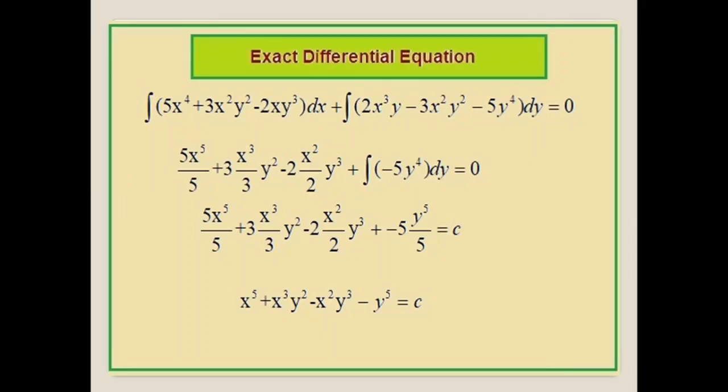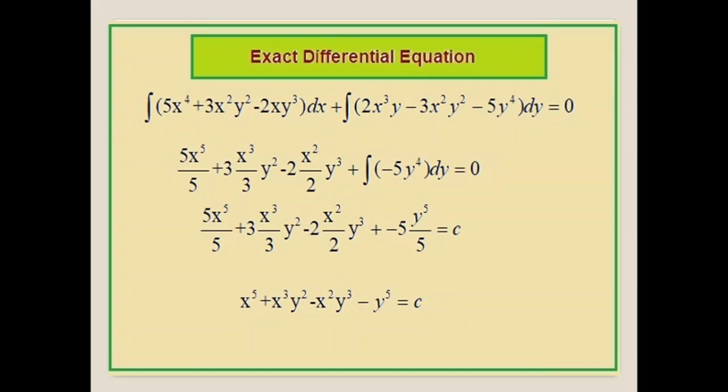So finally, the solution of the given differential equation, that is integration of (5x raised to 4 plus 3x square y square minus 2xy cube) dx plus integration of (minus 5y raised to 4) dy is equal to 0, is 5x raised to 5 divided by 5 plus 3x cube divided by 3 into y square minus 2x square divided by 2 into y cube plus the integral of minus 5 y raised to 4 dy is equal to 0.